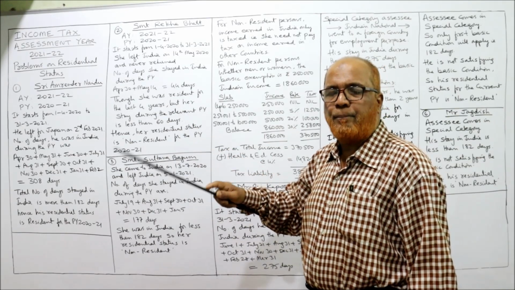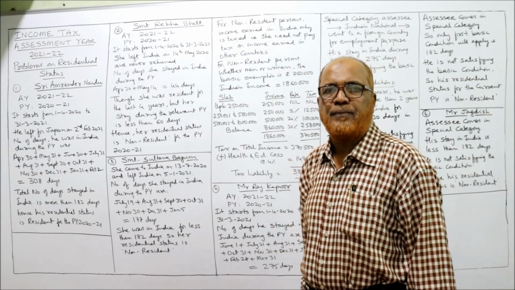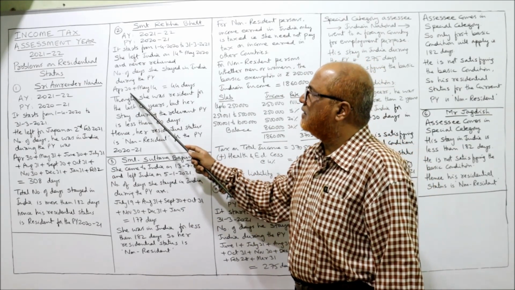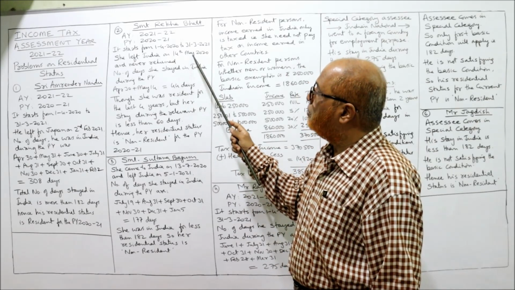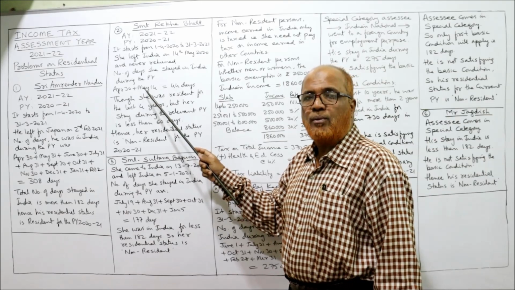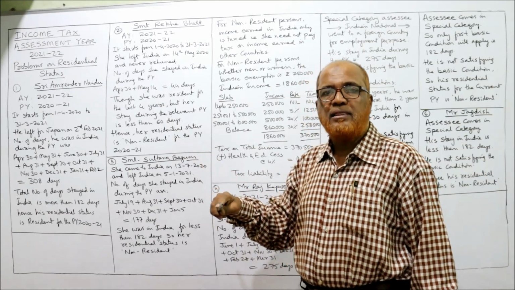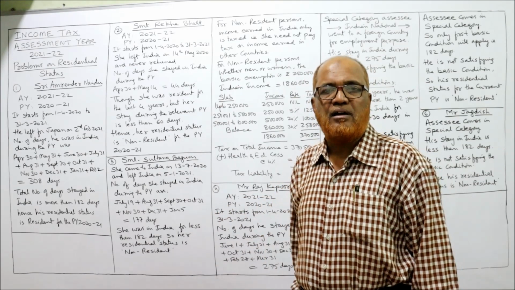April month, she was in India. So April, how many days? 30 days. April 30 days. When she left, 14th May she left. So May 14 days. April 30 days she was in India, and May 14 days she was in India.